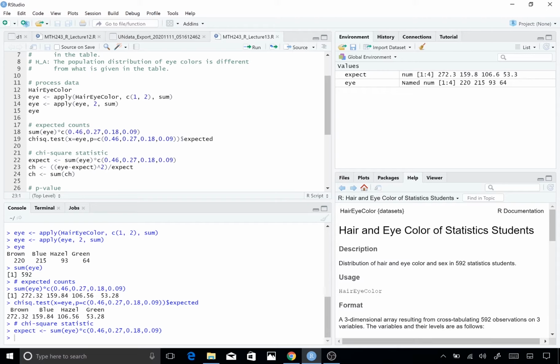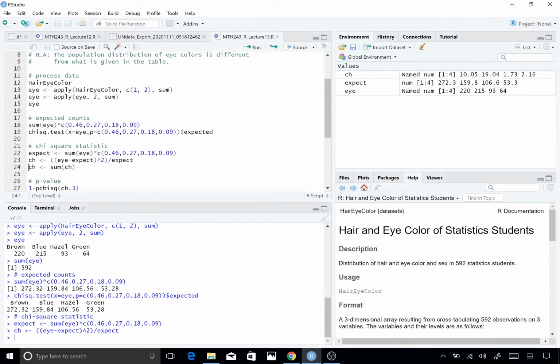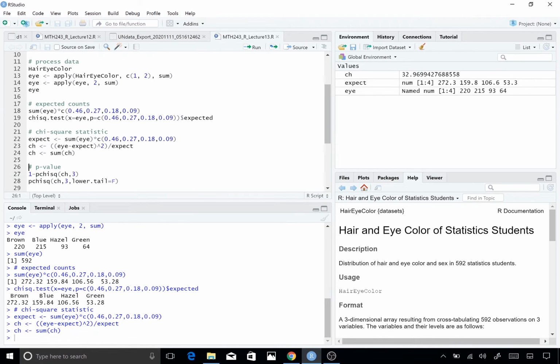The chi-square statistic is observed minus expected squared divided by expected. This line is doing that for all 4 groups, and I'm storing this as CH. Then I take the sum of these, and that's my chi-square statistic. And you can see CH starts as these 4 numbers. Then I sum them and store them as CH. So now CH is my chi-square statistic, 32.97.